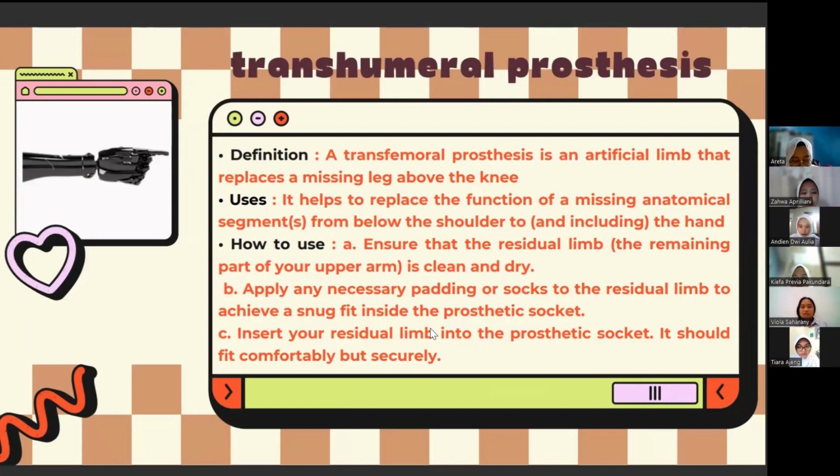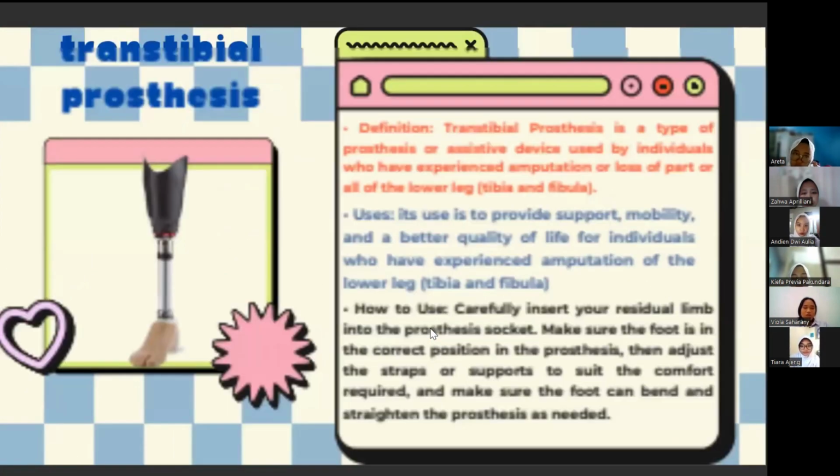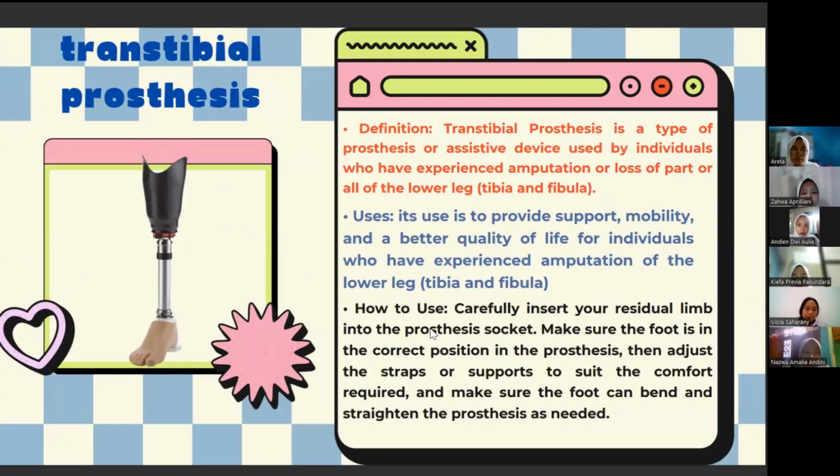A. Ensure that the residual limb, the remaining part of your upper arm, is clean and dry. B. Apply any necessary padding or socks to the residual limb to achieve a snug fit inside the prosthetic socket. C. Insert your residual limb into the prosthetic socket. It should fit comfortably but securely. Next slide will be presented by Najwa. Najwa, time is yours.